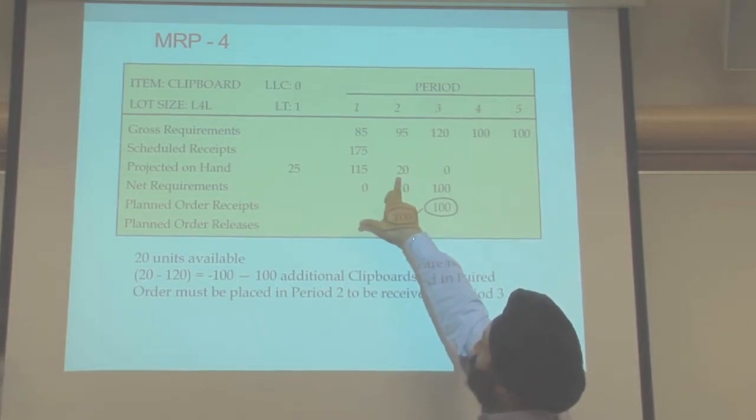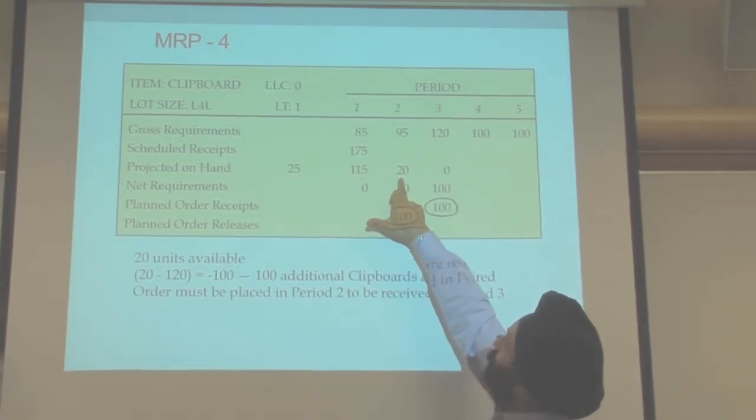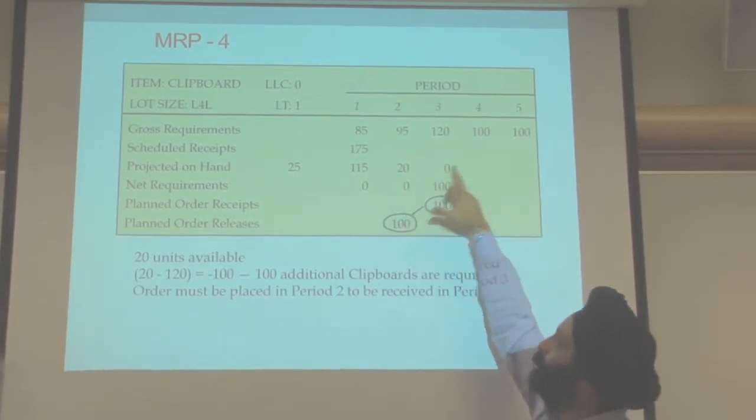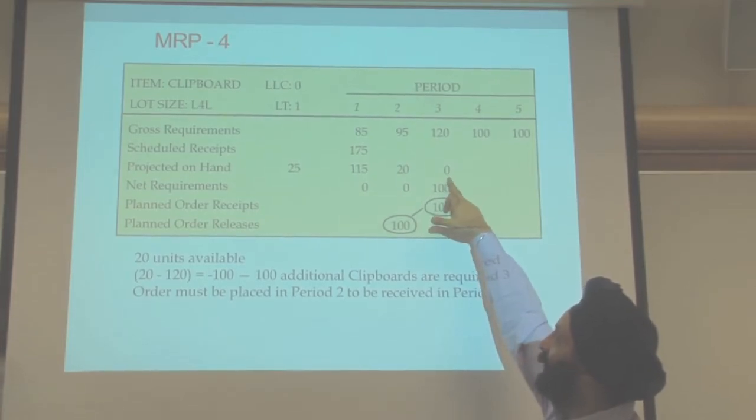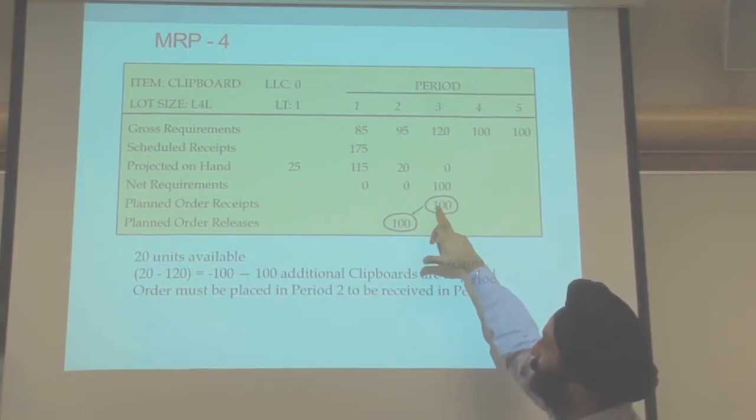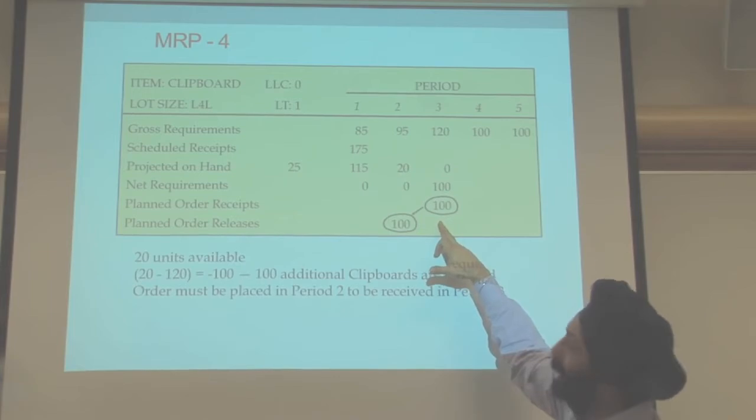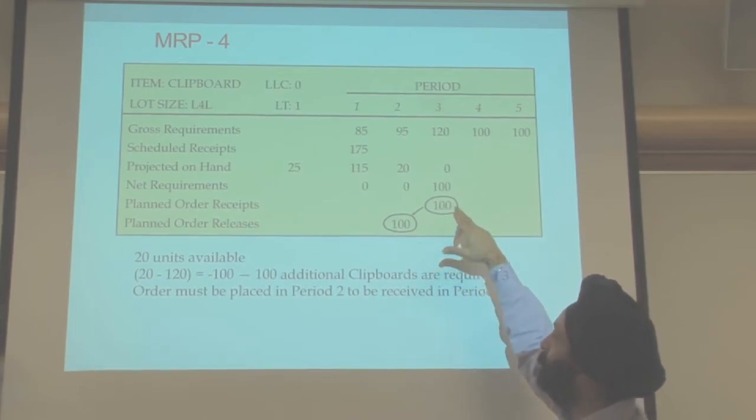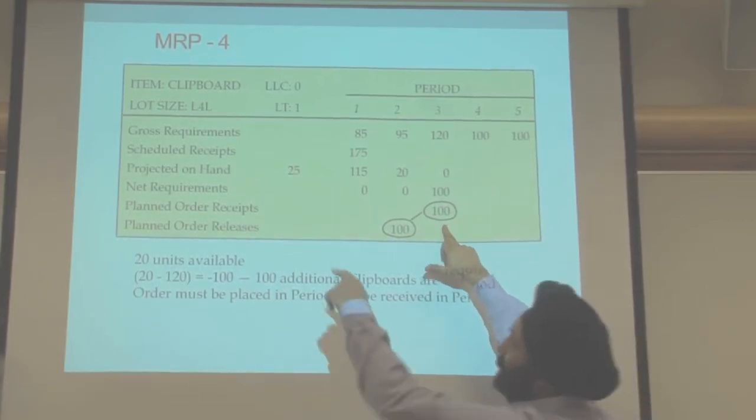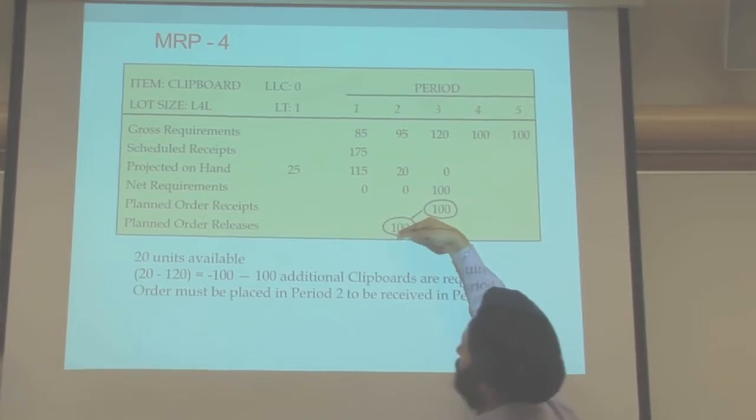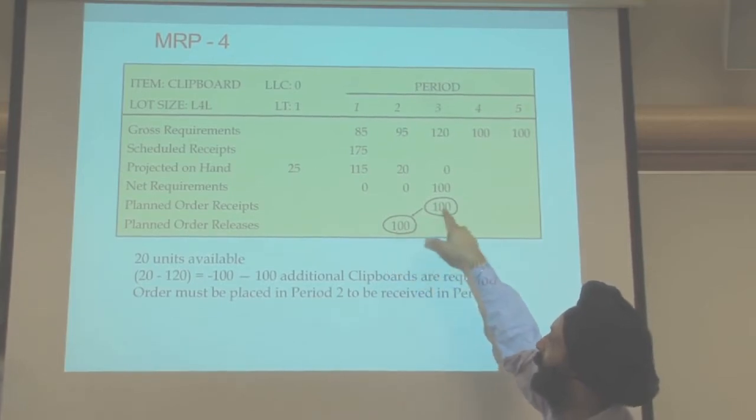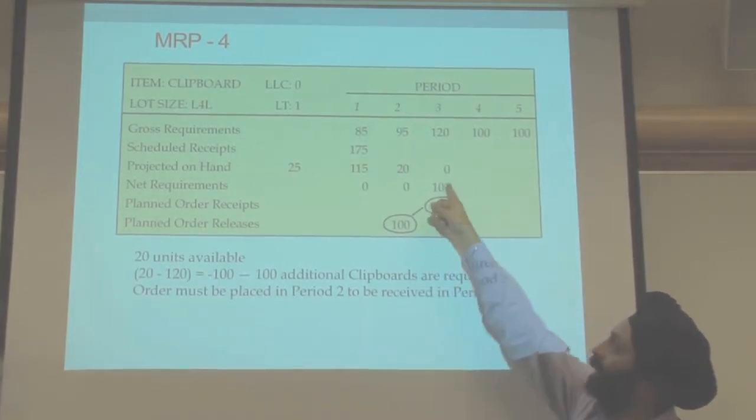this one over here. Projected on hand is 20 at the end of period 2, and the demand, gross requirement, is 120. So 20 minus 120 is negative 100 inventory. Since you can't have negative inventory, your net requirement is 100. That means as a material requirements planner, I better plan on receiving 100 units of clipboards by this time period. And since the lead time is 1 period, that means I better release the order by week 2 so that I end up receiving it in week 3 to satisfy this additional demand.